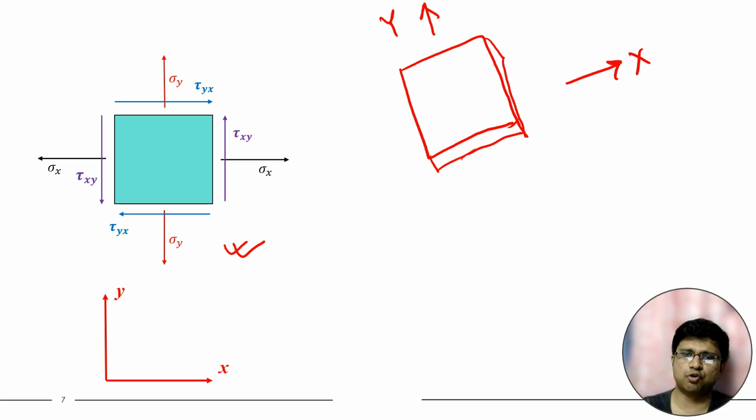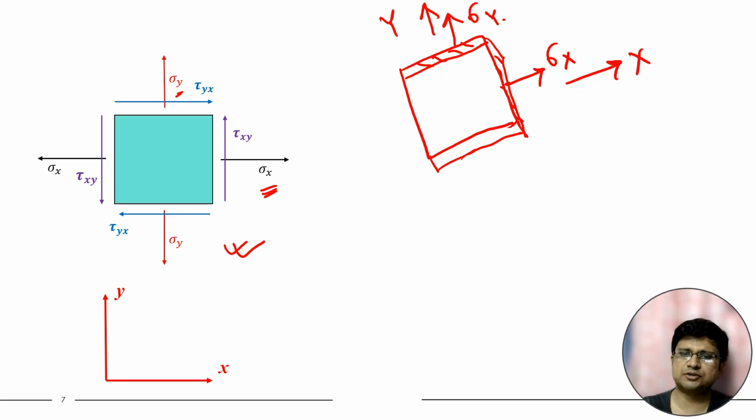Then for the normal stress, it will be sigma x, sigma y. These two are the positive plane. This is positive plane, so positive direction, it will be sigma x. This is also positive y plane. So here it will be sigma y.